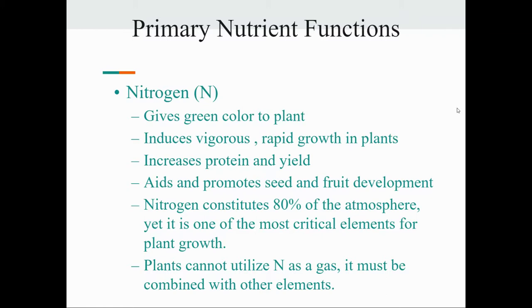Primary nutrient function, so nitrogen. It gives the color green to the plant. It induces vigorous, rapid growth in plants. It increases protein yield, and aids and promotes seed and fruit development.